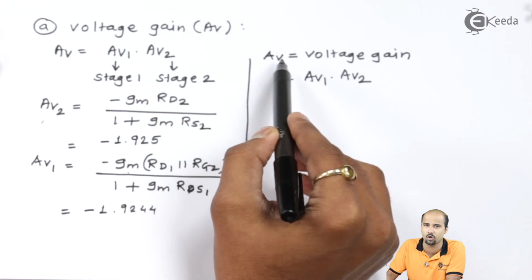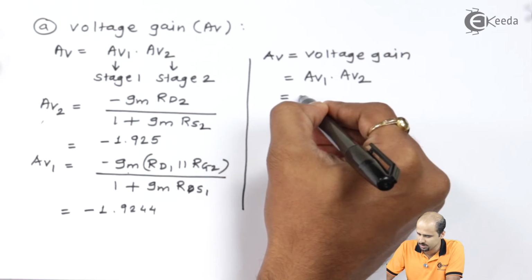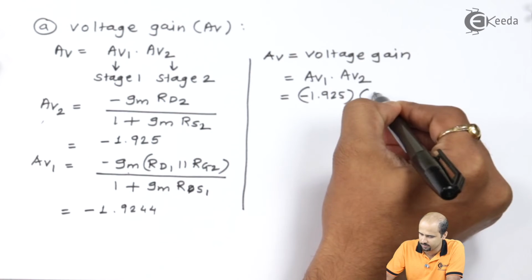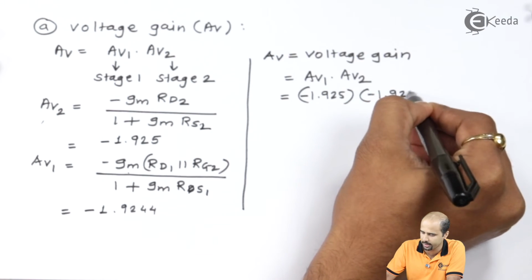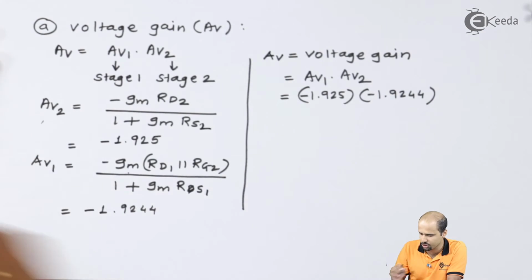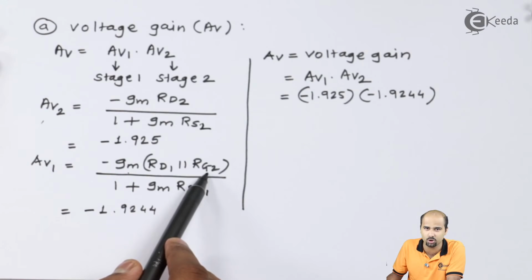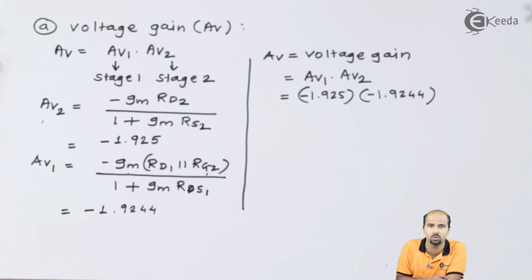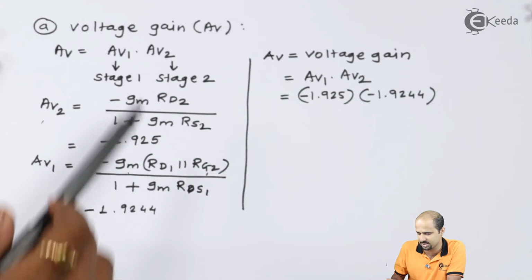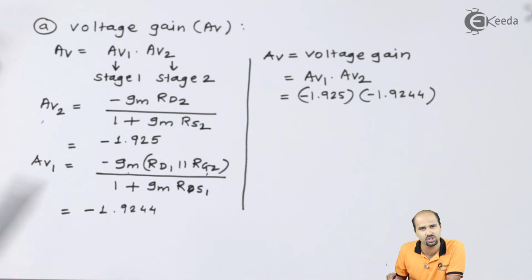Okay, so if we multiply these two values, we'll be getting the total voltage gain for the multi-stage amplifier. So just take the product of this minus 1.925 and the value minus 1.9244. Here I'm not getting much change. This is because your RG2 value is 82 mega in parallel with 8.2 mega, that is very high as compared to 1.8 kilo ohm, that is RD1. So the parallel combination is near about RD1, and RD1 is equivalent to RD2. So that's why I am getting near about the same value of voltage gain for stage 1 and stage 2.